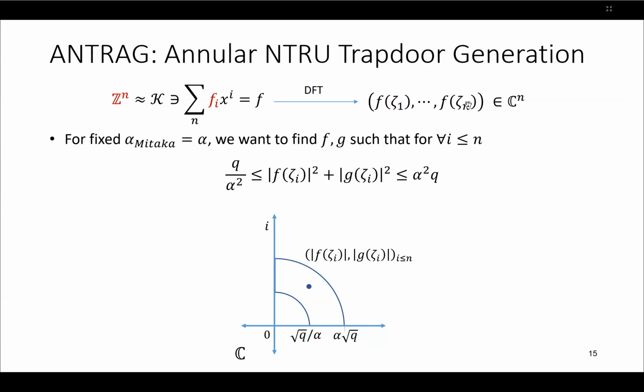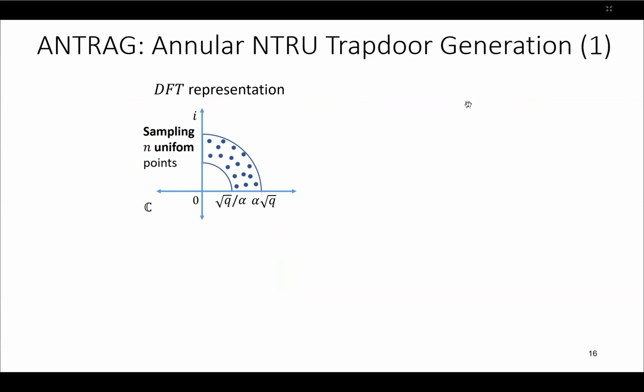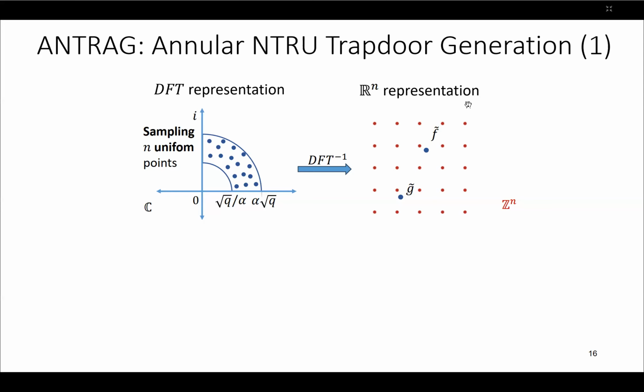Geometrically speaking, it means that the evaluations stay inside the positive quarter of the annulus, limited by square root of q over alpha and alpha square root of q. Now, in order to generate FG, we will generate the Fourier representation of FG as n uniformly distributed points in this annulus. However, when we apply the inverse of the TFT, we obtain a polynomial with real coefficients.